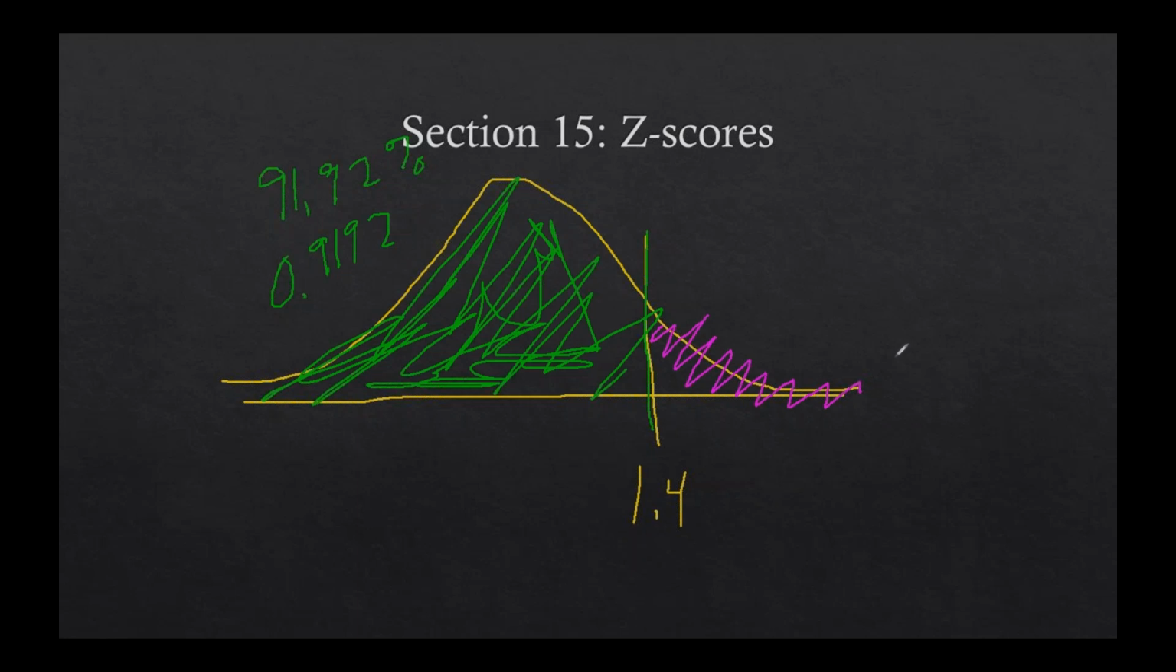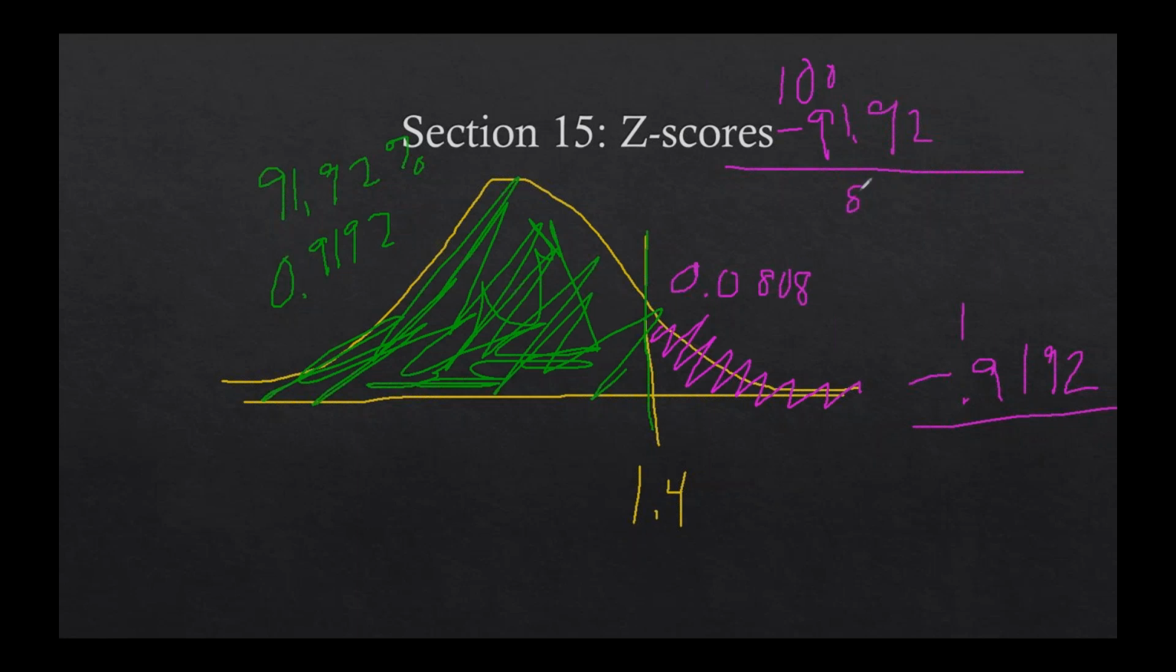Think about what we did with the empirical rule. If the total area under the curve is 100%, which is 1 as a decimal, we're going to subtract. You can either do it as percents, 100% minus the 91.92. Sometimes you might not have percents. So remember, 100% as a decimal is just 1. So 1 minus 0.9192, you'll get the same answer, as a decimal, 0.0808, or as a percent, 8.08%.